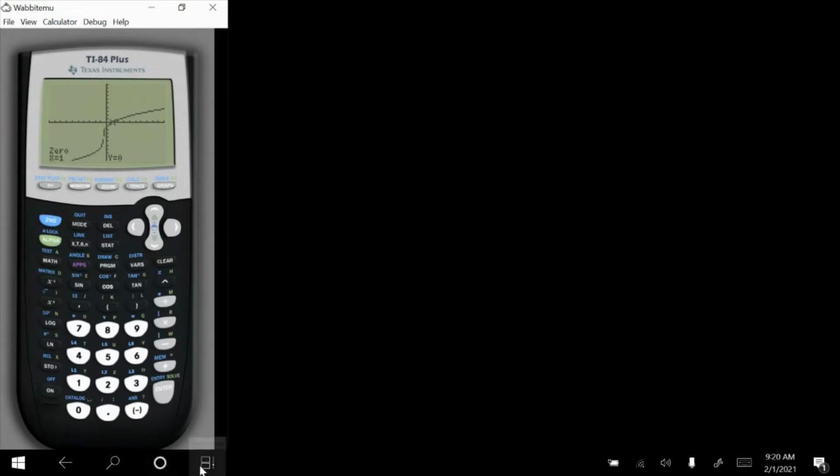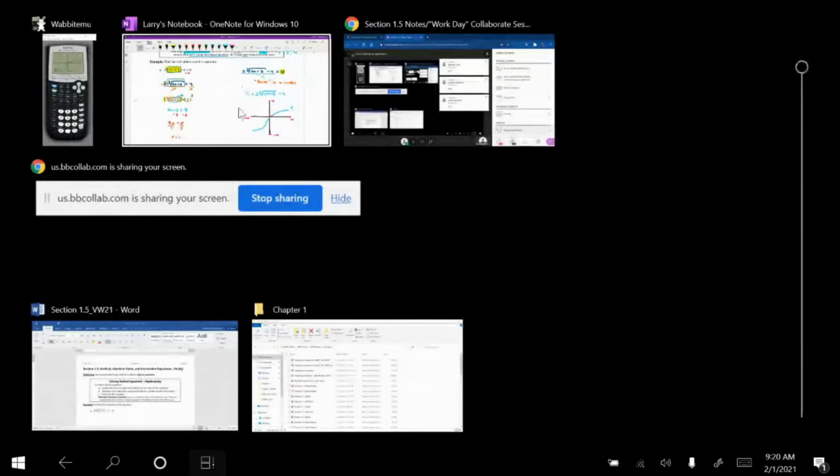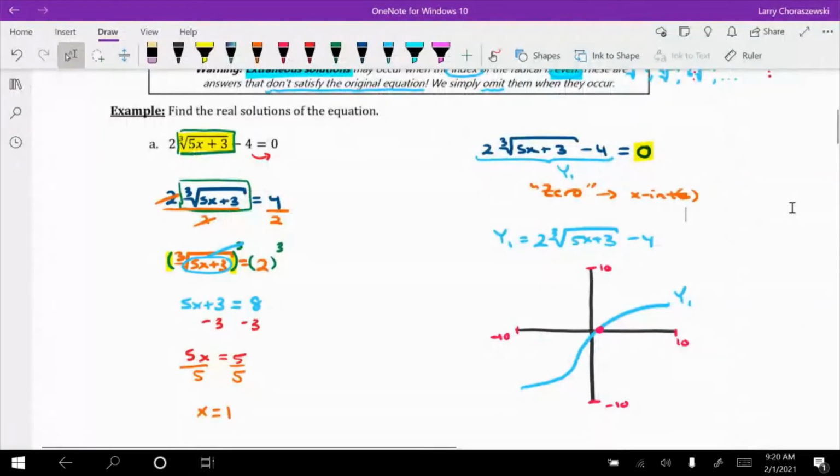Sweet. You guys rock. Left bound, right bound, and 1, 0. Okay, always the x-coordinate of these points of intersection or intercepts. So x equals 1 is confirmed. Any questions?